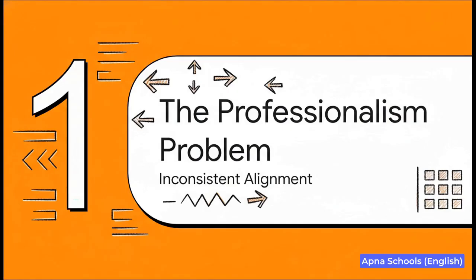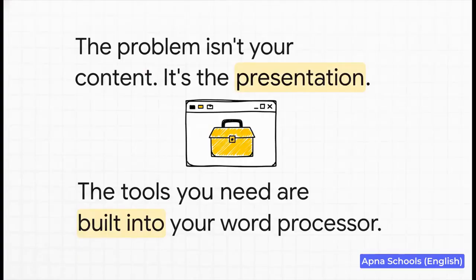Well, 9 times out of 10, it's inconsistent paragraph alignment. When your text is all over the place, it creates this visual mess that makes your entire document feel amateur, no matter how great the actual content is. And here's the thing you've got to remember: you don't need to be a graphic designer to fix this. Not at all. The tools you need are already built into pretty much every word processor out there, and we're going to get you up to speed on them in the next few minutes.